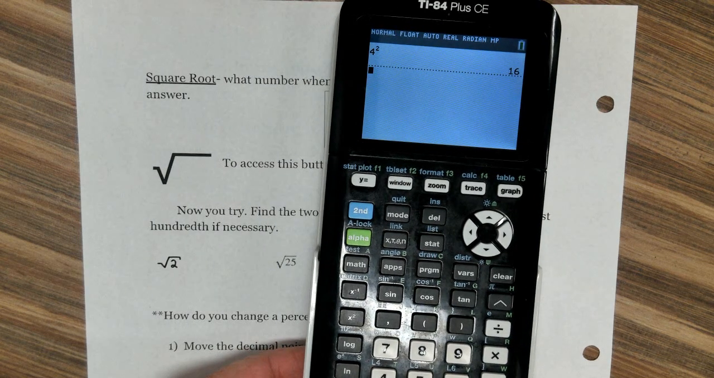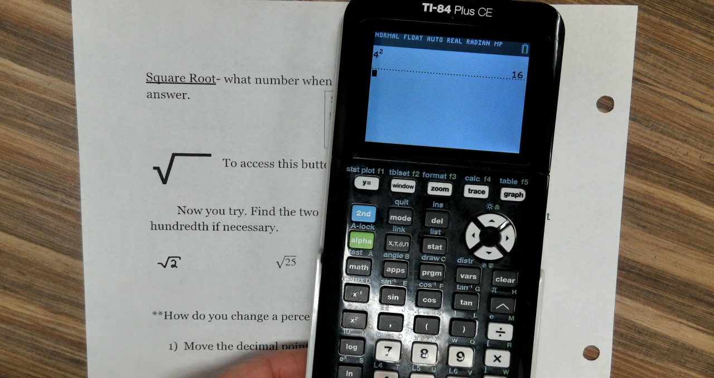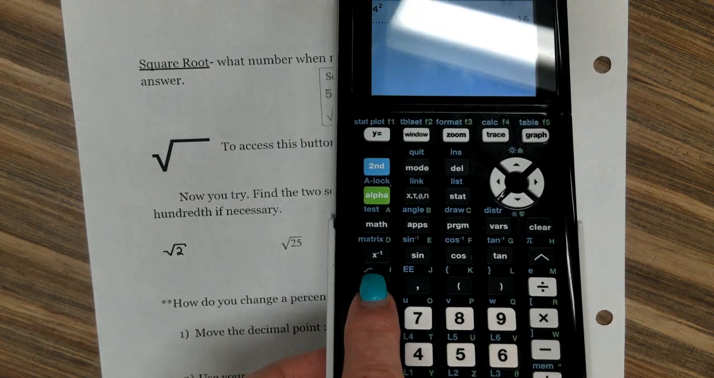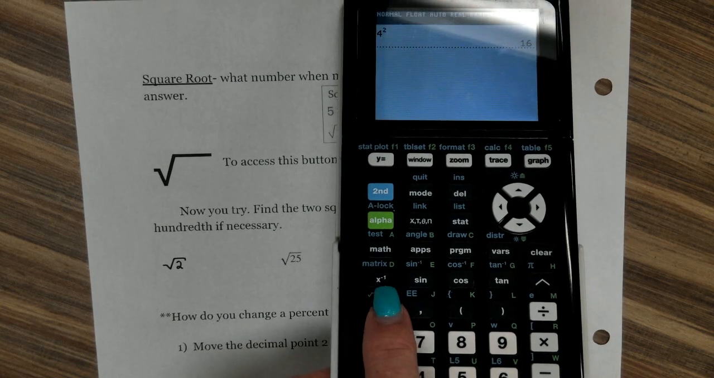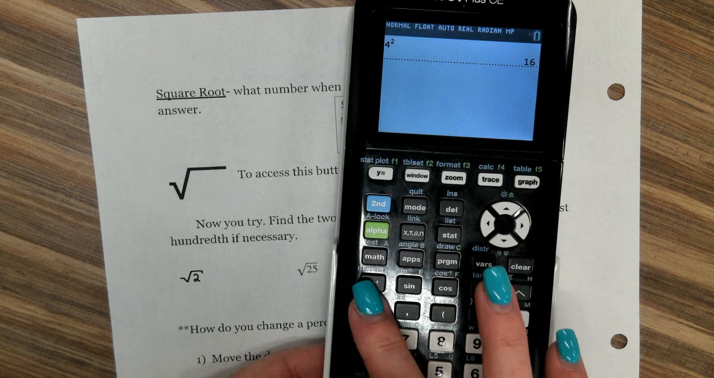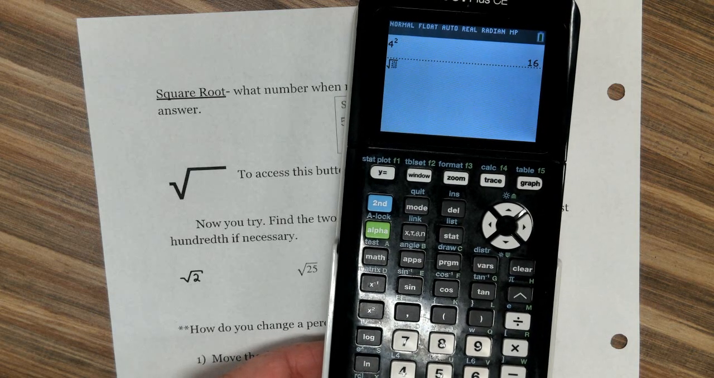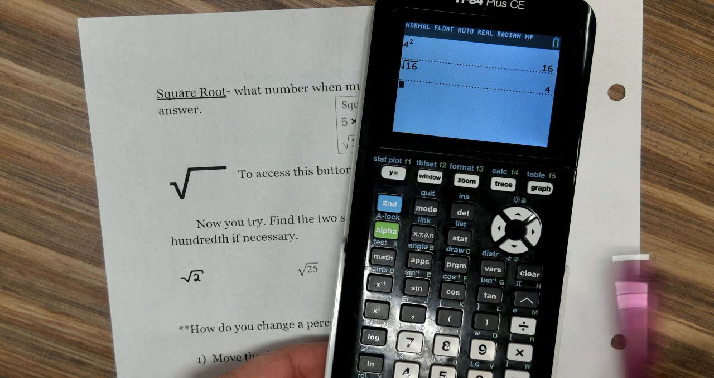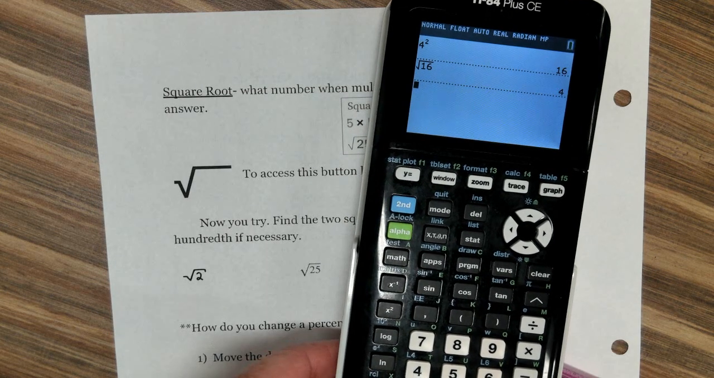Now if you want the opposite of square, look right above it in blue. Do y'all see it? That's your square root button. How am I going to access anything in blue? Hit second. So I hit second squared. That's my square root. Put in 16. And it's 4. Because 4 times 4 is 16.